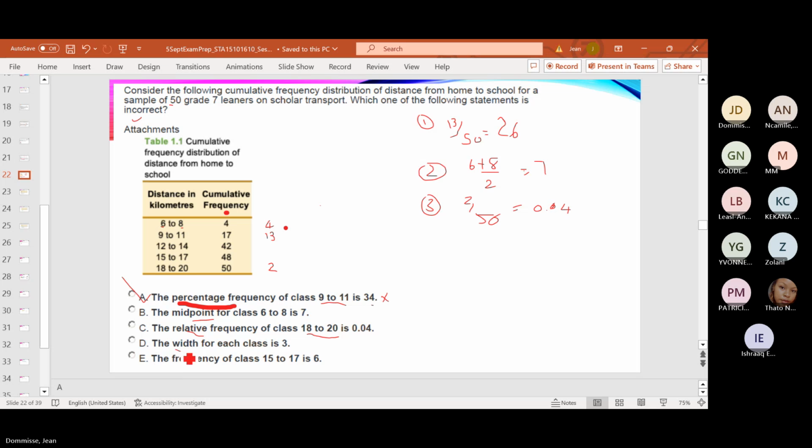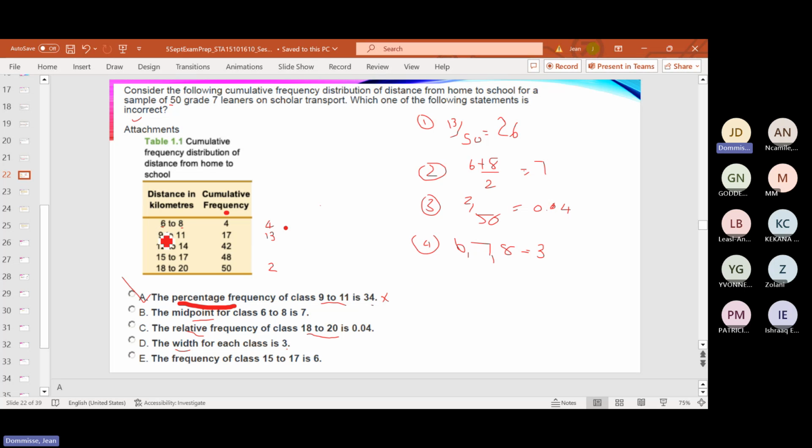Then the width of each class. So we include 6, we include 7, we include 8. Because it is 6, 7, and 8, it is 3.